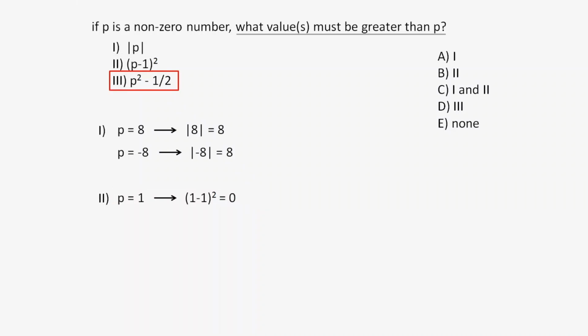Case 3 is p squared minus 1/2. Again, we can use p equal 1, which results in a value of 1/2, which is not greater than p. So none of the resulting values from cases 1 through 3 can be greater than the value of p for all non-zero values of p. The answer is E.